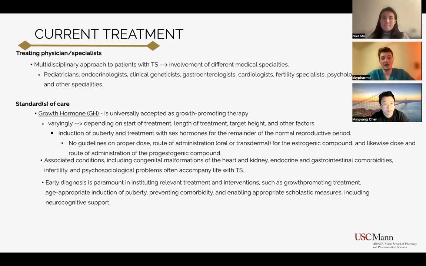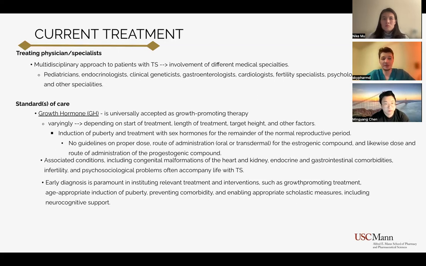Standards of care are pretty limited in terms of literature, but the most universally accepted therapy is actually growth promoting therapy, which is GH. It is mostly used in individuals that are still progressing in their growth, so essentially individuals that are younger. So it does have a little bit of variability in terms of how well it works. But depending on the start of treatment and length of treatment, target height, and other factors, you can usually deduce the treatment modality of this.